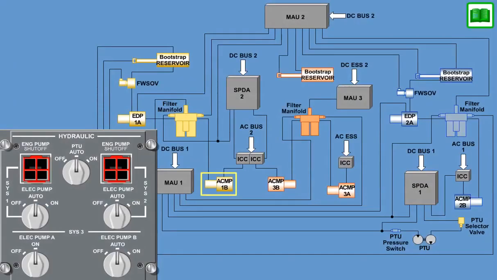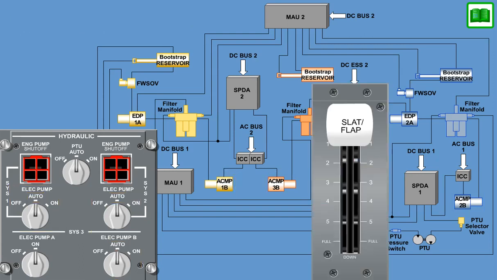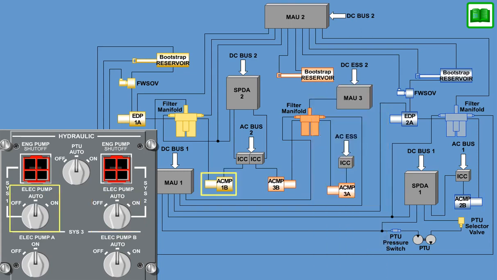The ACMPs 1B, 2B, and 3B will be in automatic mode control when their respective cockpit switch is placed in the auto position. With electrical power available, they will automatically be started when the following conditions are true. ACMPs 1B and 2B will be turned on when flaps are at 0 degrees. ACMP 1B will be turned on when EDP-1A is not operational. ACMP 2B will be turned on when EDP-2A is not operational. ACMP 3B will be turned on when ACMP 3A is not operational.